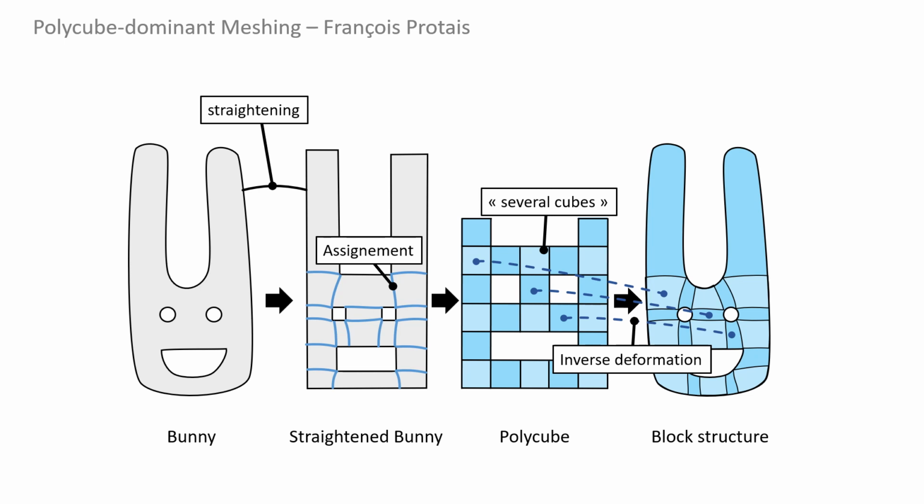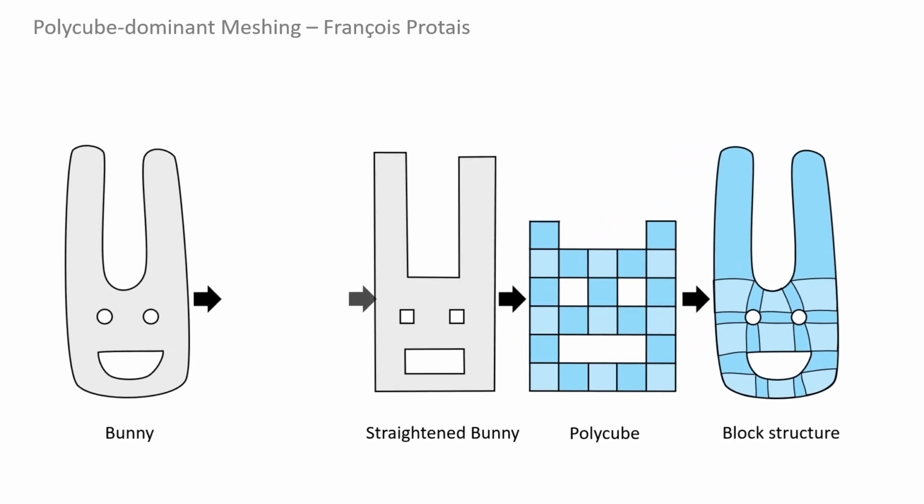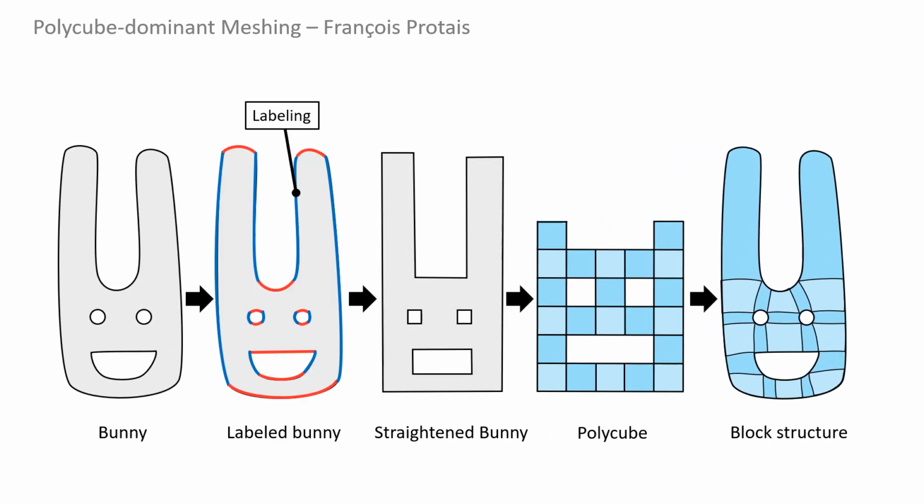One important thing to add: the first step is usually divided into two parts. First, a labeling, and then a straightening. Performing both at the same time is too difficult a problem to solve. This is a good illustration of the problems that we face when working with the polycube method.